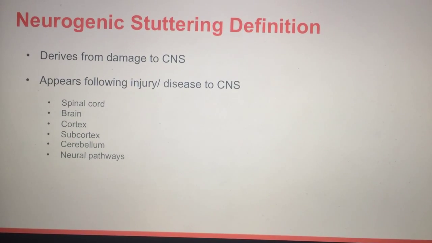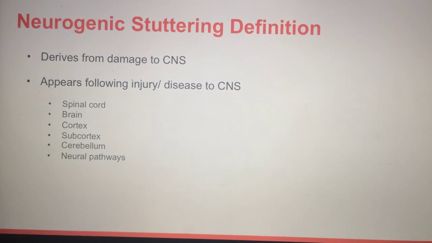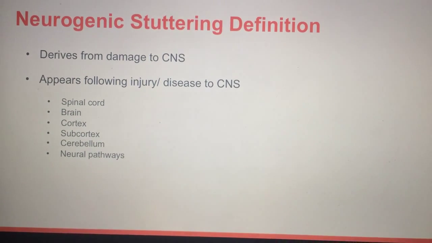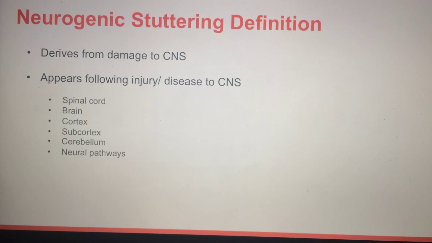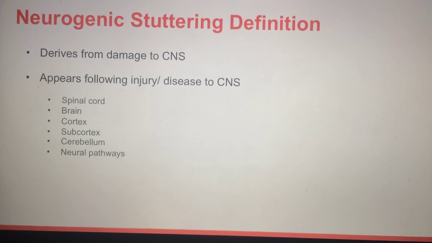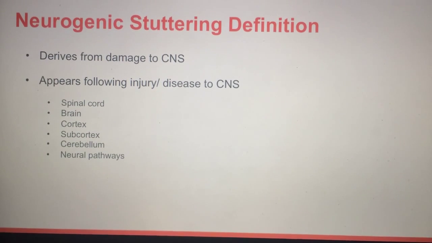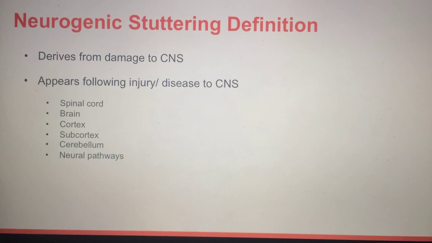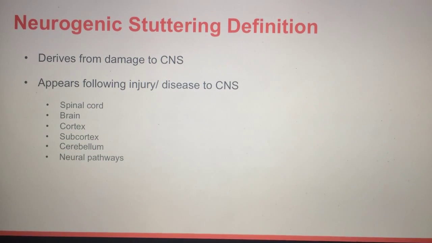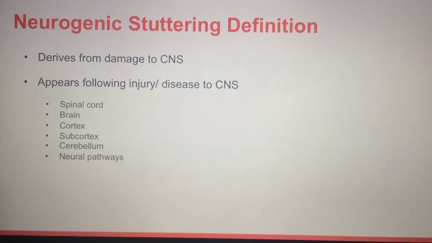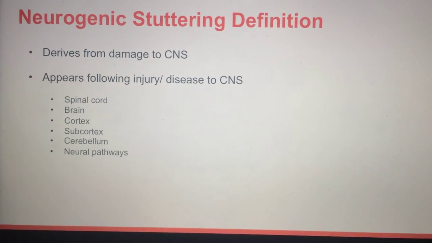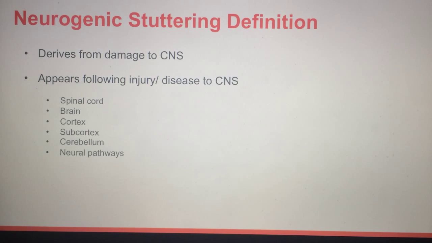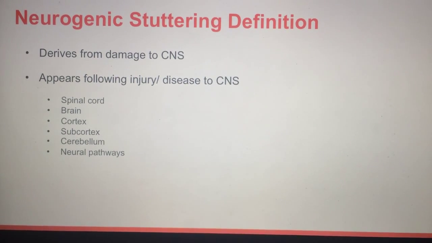Alright, so neurogenic stuttering derives from damage to the central nervous system, and it can appear following an injury or disease to the central nervous system, and any of these areas are included in the central nervous system. So the spinal cord, the brain, the cortex, subcortex, cerebellum, and neural pathways. And the most common occurrence is with a stroke or traumatic brain injury. And there's also a lot of research being done on neurogenic stuttering, so the information is constantly being updated and changing.